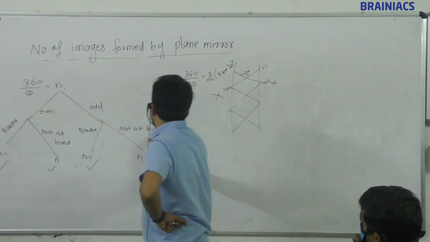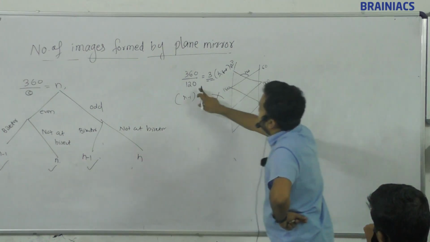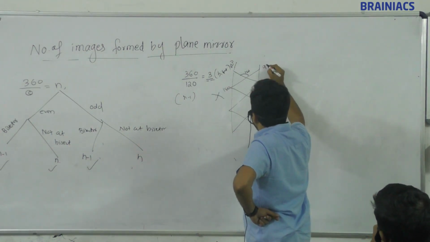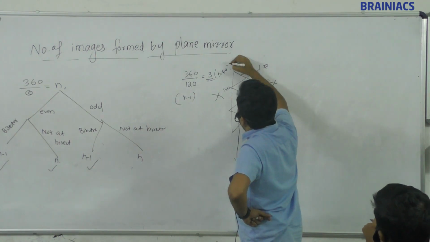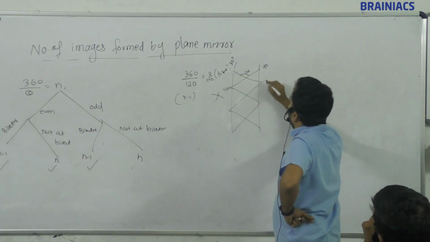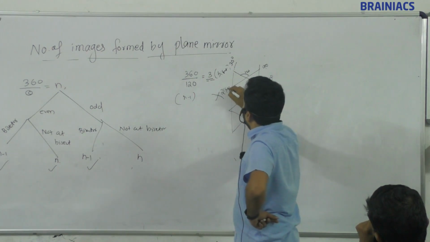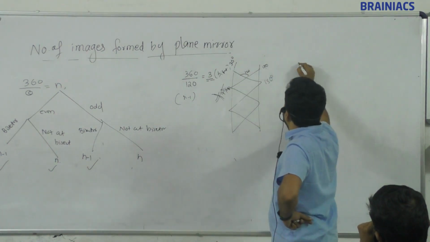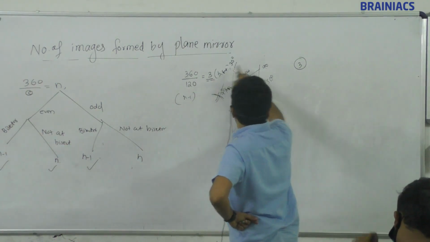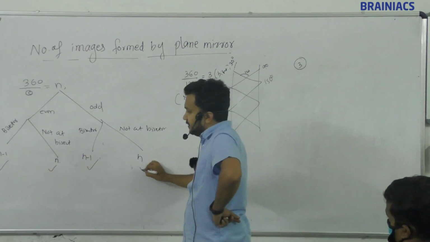Now we'll verify. Not at the bisector. Not at the bisector means, the same example, I will take 120 degree, but one is making as 90, another is making as 30. 90 plus 30. So 120 plus 30, 150, possible. 90 plus 120, 210, not possible. So how many images? 3 images. So if 360 by 120 is 3, an odd number, not at the bisector, number of images is correct.